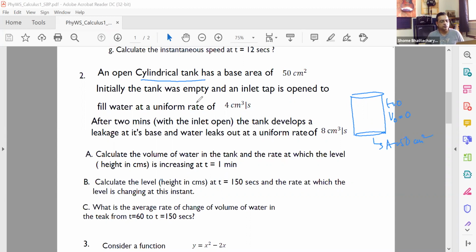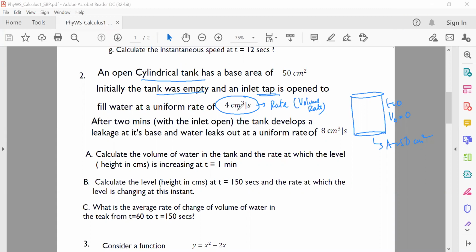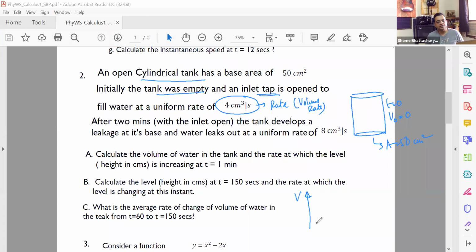Now initially the tank is empty and an inlet tap is opened to fill water at a uniform rate of this much. Now you see this rate is given in what form? It is given in cc per second, cubic centimeters per second. So it's a volume rate, and it's a uniform volume rate. That means if I calculate how the total volume will be changing with respect to time, it should be what kind of graph? It should be a straight line.